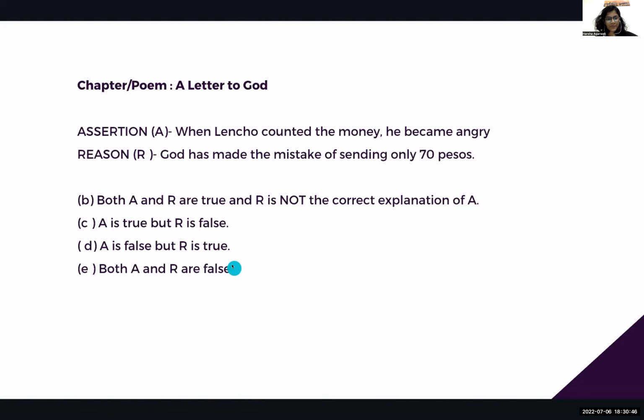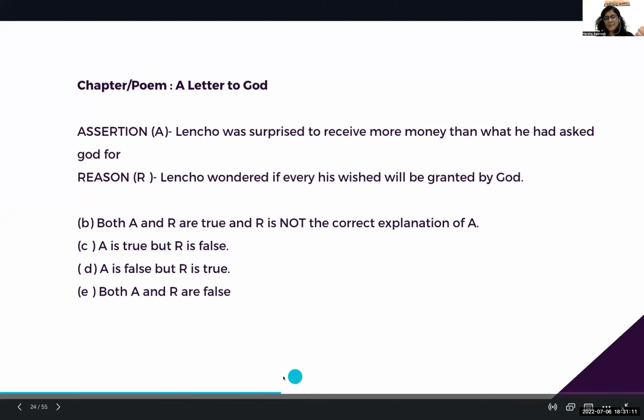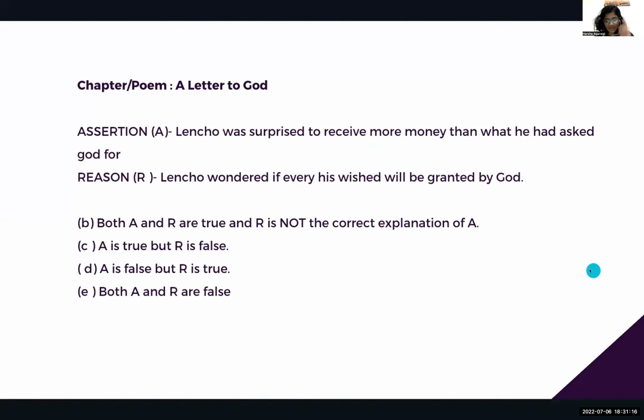A again. Cool. Correct. Quickly moving to the next option. Lencho was surprised to receive more money than what he had asked God for. Reason: Lencho wondered if everything he wished will be granted by God. Again, four options. So this is just to give you all a very basic idea how assertion and reasoning can be prepared for the students, testing their very basic competencies, which is very important. Again, the answer is very right, the B. And yes, congrats for that.